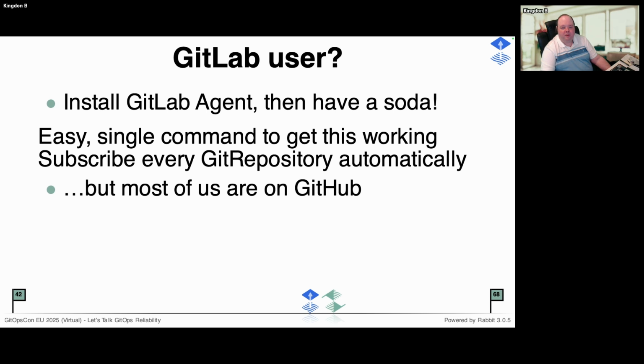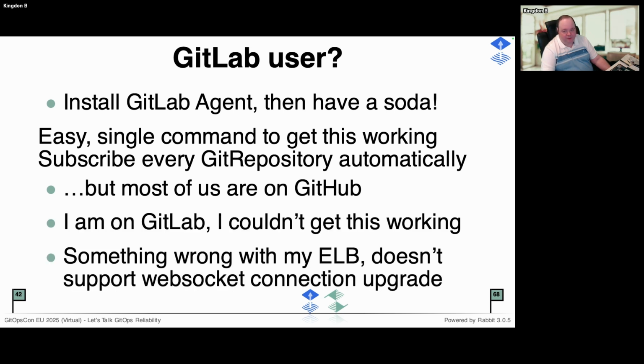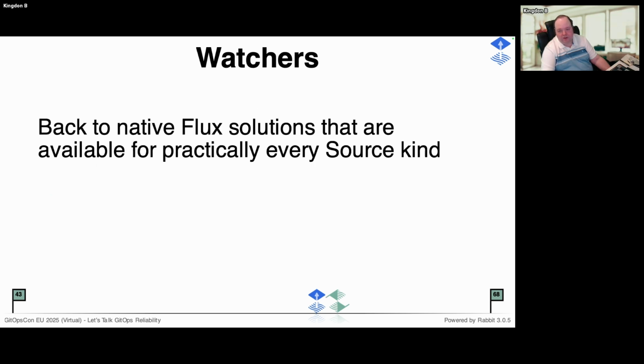But frankly, most of us are still on GitHub, I think. I'm on GitLab, and I actually couldn't get this working. We've had a GitLab instance for a long time. There's something wrong with my ELB. It doesn't support the WebSocket connection upgrade, so I'm not sure what to do about that, other than to use the native Flux solutions and to enable receivers, which works great, even on GitLab.